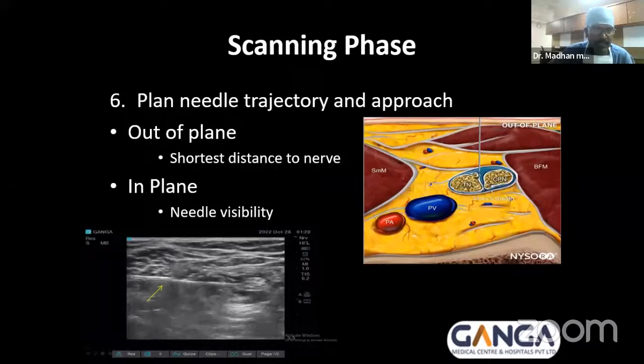Next step is to plan needle trajectory and approach. Either you can go for an out of plane approach, as you can see here. Out of plane is the shortest distance to the nerve. As I told, there is mostly only adipose tissue, and the sciatic nerve in the popliteal region is very superficial. And in plane, many people will prefer for needle tip and needle shaft visibility. As you can see here, you can clearly see the needle shaft and the tip and the sciatic nerve.